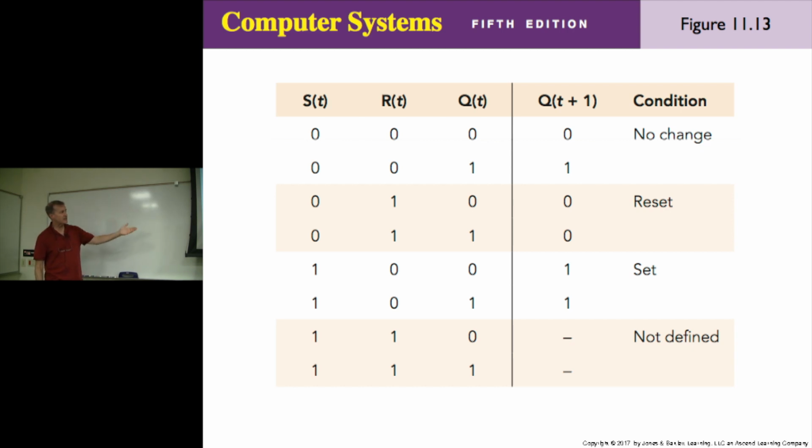Now, this characteristic table is used in analysis. But now what we're going to do is introduce the concept of design. With design, what's given and what is to be determined is different from what's given and what is to be determined in analysis. So while this table is important to characterize how a flip-flop works, we need a different kind of table in order to do design. And the name of this table is the excitation table.